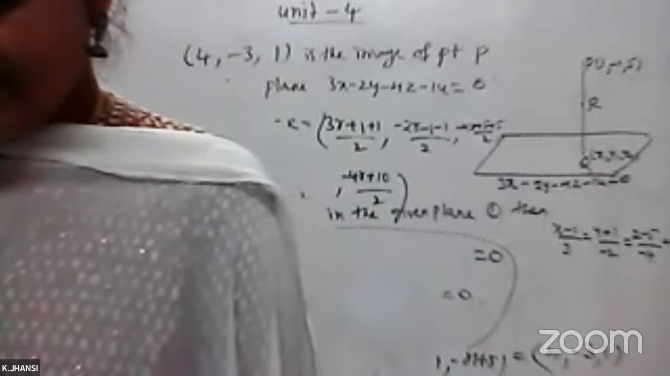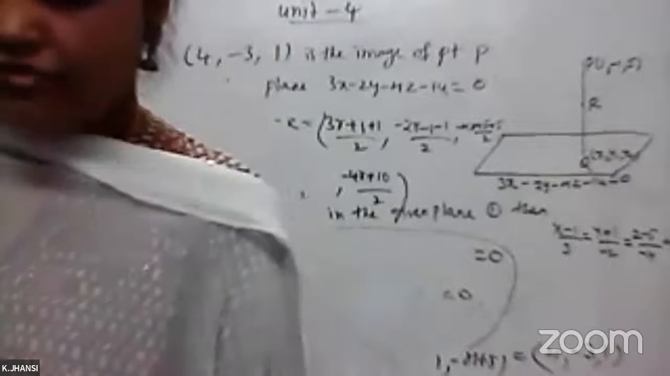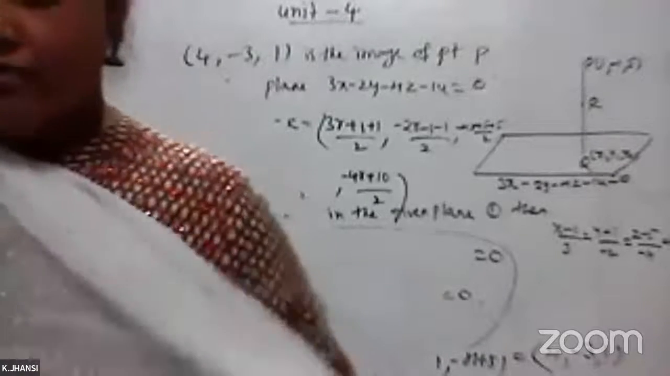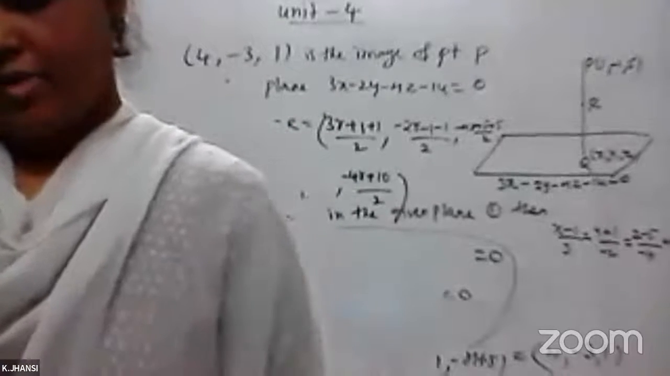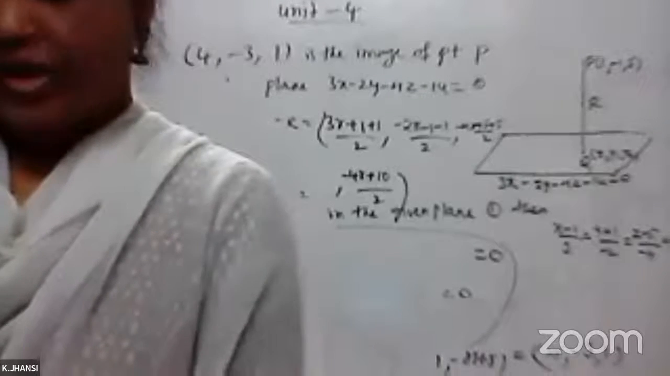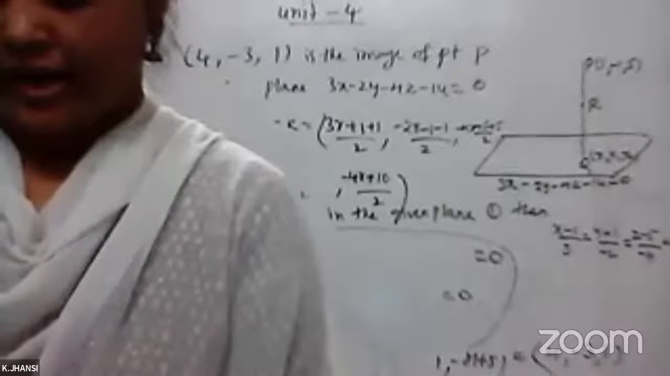And one more is there, that is, find the length of the perpendicular, the length of the perpendicular from a point to the line. The point is alpha, beta, gamma, and the line is x minus x1, y minus y1, z minus z1. For this also you have a formula. If you substitute these values in the formula, you will get the length of the perpendicular.